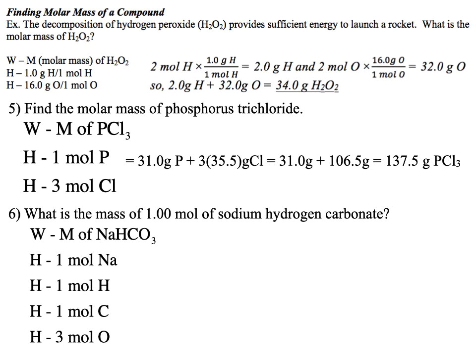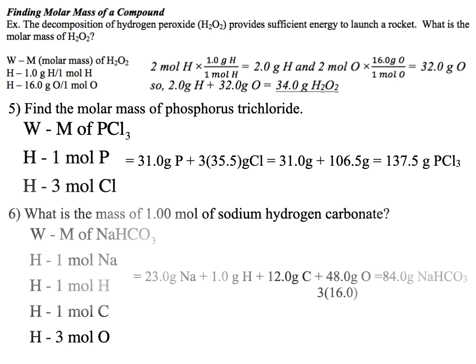For sodium hydrogen carbonate, I have 1 mole of sodium, so I need the molar mass of Na. I have 1 mole of H, so I need the molar mass of H. I have 1 mole of C, so I need the molar mass of C. And I have 3 moles of O, so I need 3 times the molar mass of O. And when I do that, sodium is 23.0, hydrogen is 1.0, carbon is 12.0, and 3 times 16 is 48.0. Altogether, that equals 84.0 grams of sodium hydrogen carbonate, or sodium bicarbonate, or baking soda.